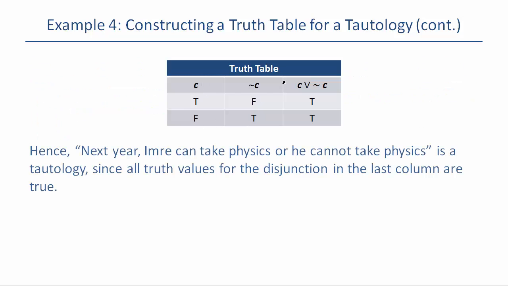Here's C, it's either true or false. Here's not C, which is either false or true. And when we do the or, a true and a false is still true, and a false and a true is still true. And so therefore, the statement "next year, Emery can take physics or he cannot take physics" is a tautology since all of the truth values are true.